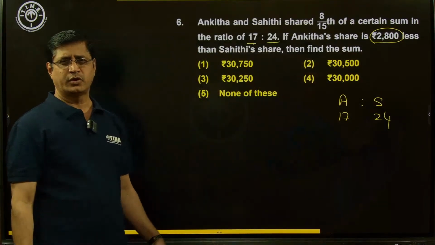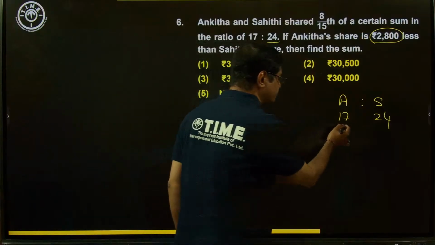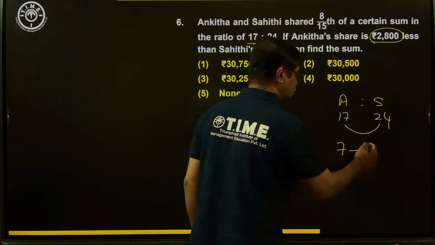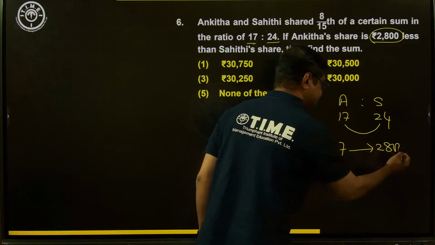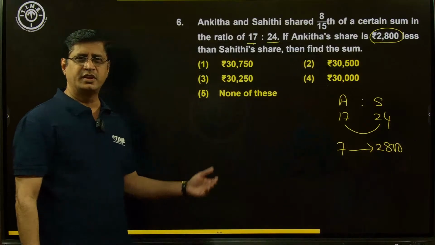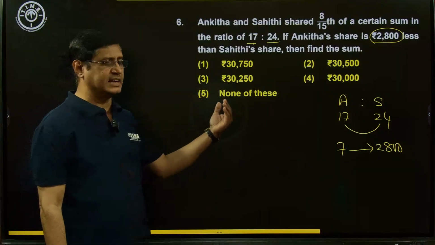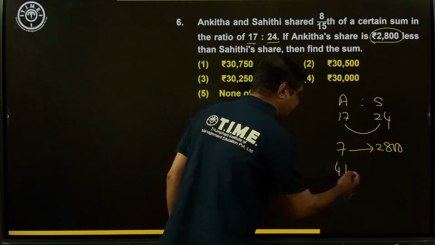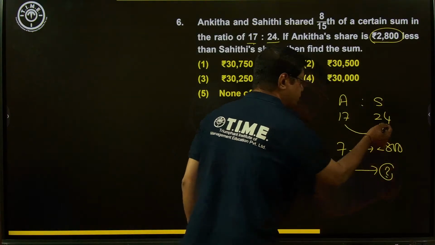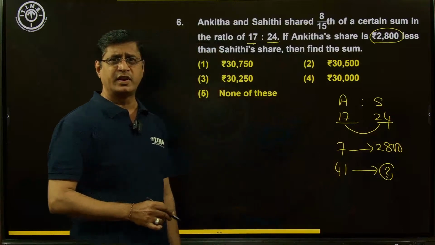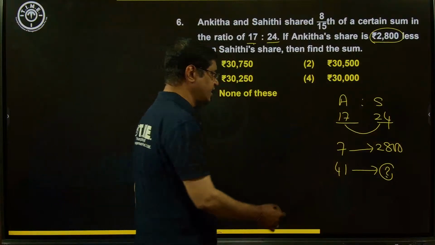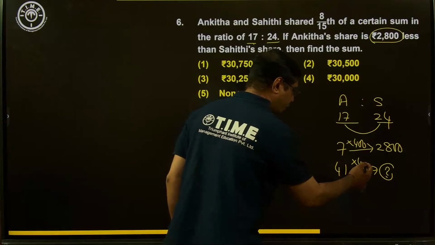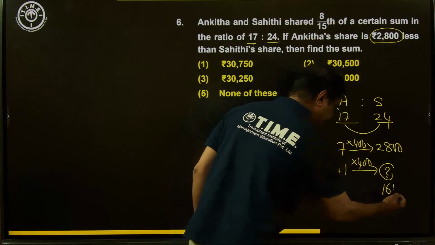17K and 24K. Now let me check how much is the difference ratio wise. Ratio wise, the difference is 7, which is equal to 2,800. So 7 parts is equal to 2,800. Then what about the 41 parts? What is the 41? 41 is the sum of 17 and 24. So what is the result? 7 goes exactly 400 times. So what is the product of 400 into 41? 16,400.